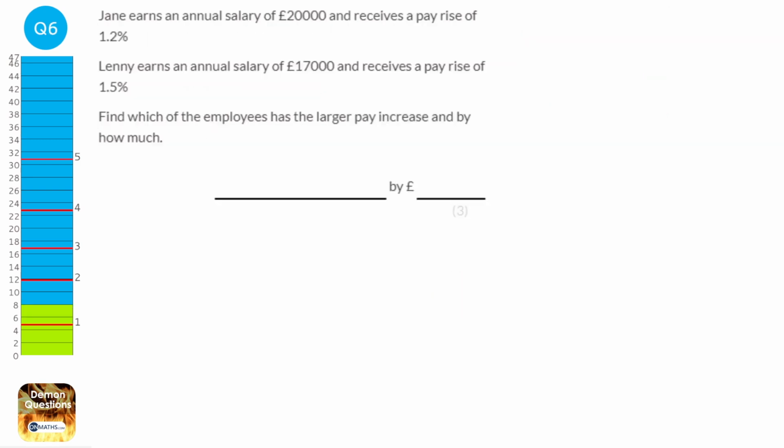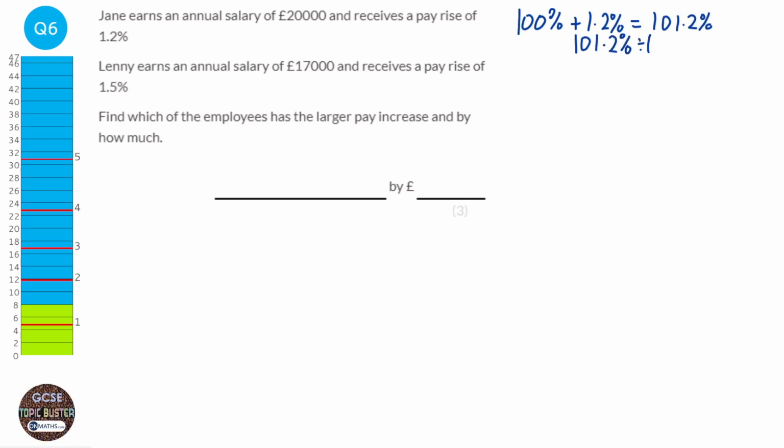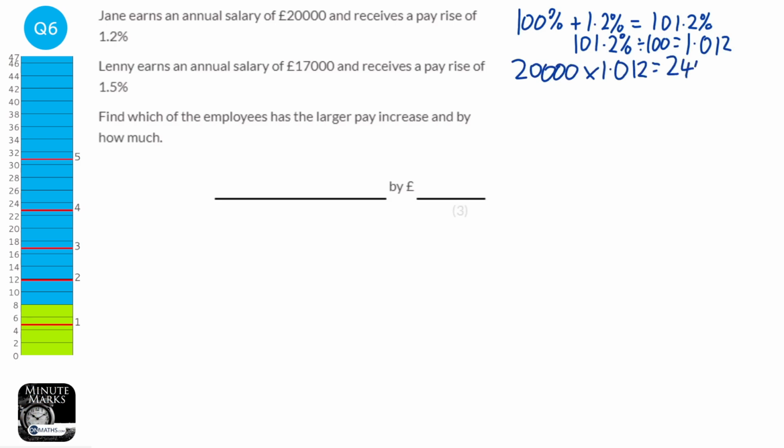So firstly, we're going to work out what the percentage increases are as a multiplier. So we start off with 100%. Jane has a 1.2% pay rise, and so that would be 101.2%, and we divide that by 100 to make it a multiplier. The multiplier is 1.012, so we take the 20,000 times it by 1.012, and that gives us 20,240.